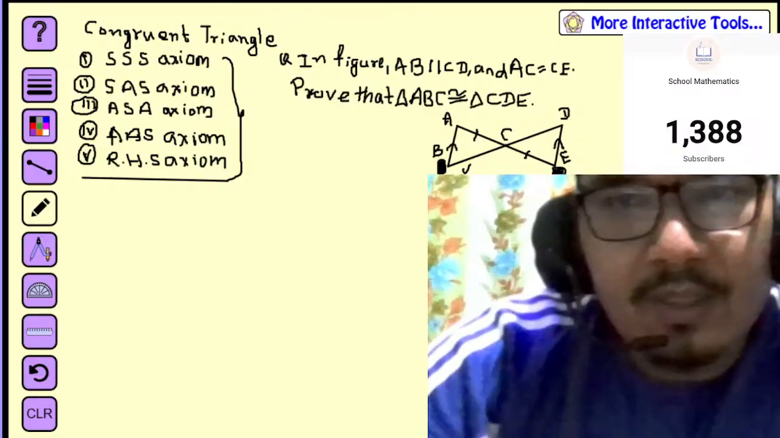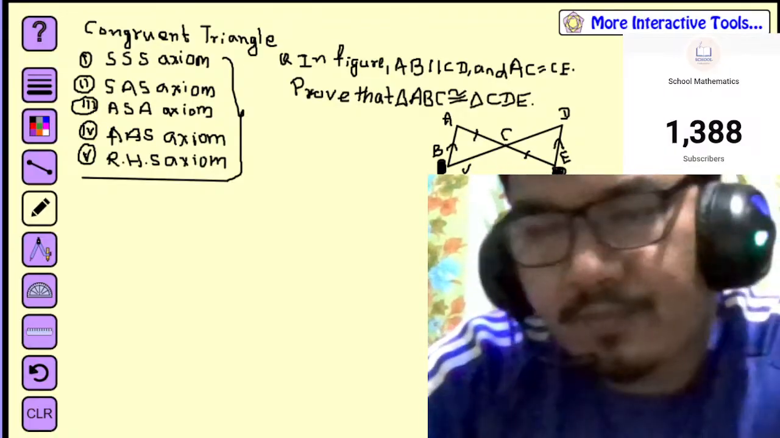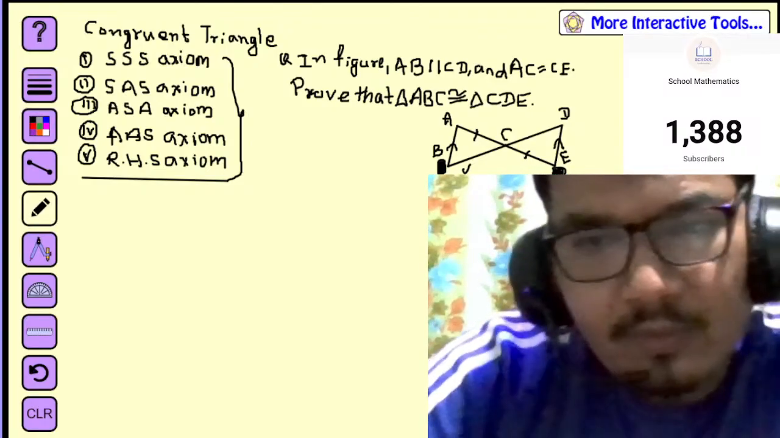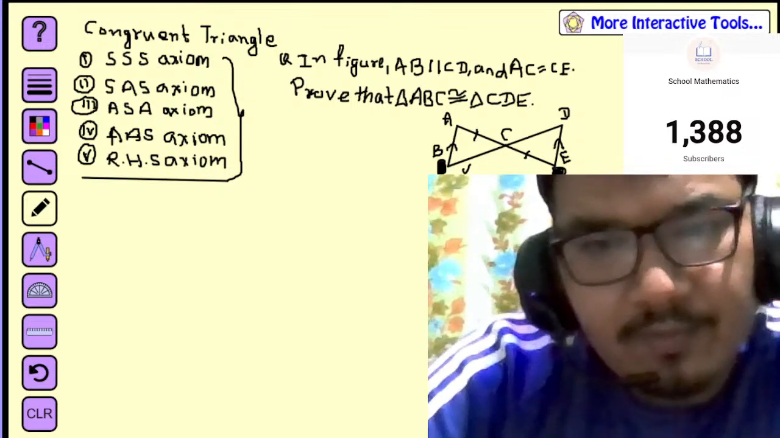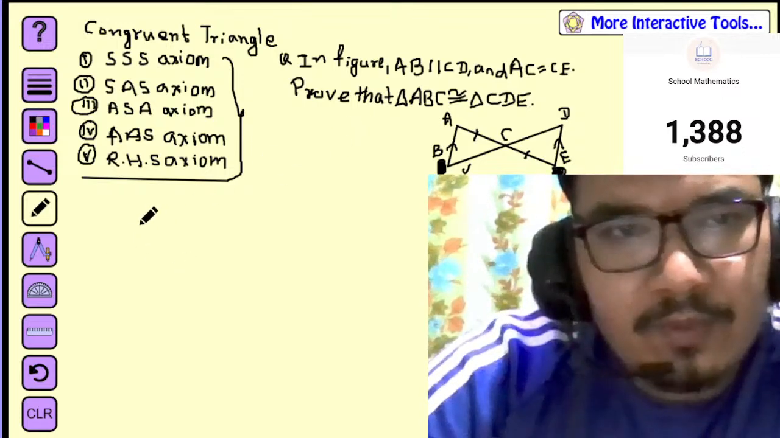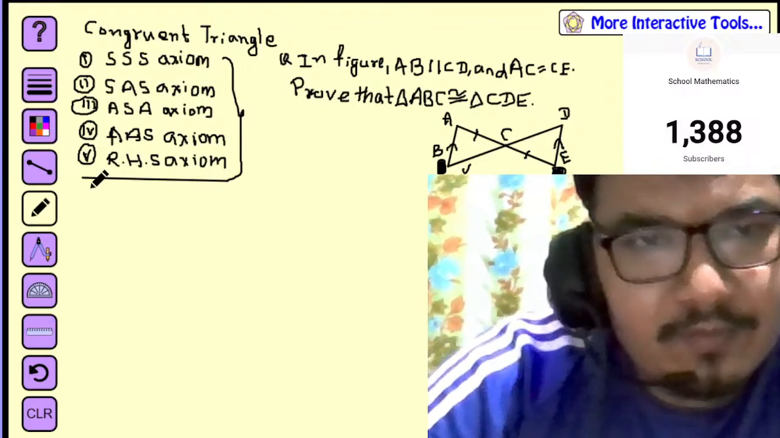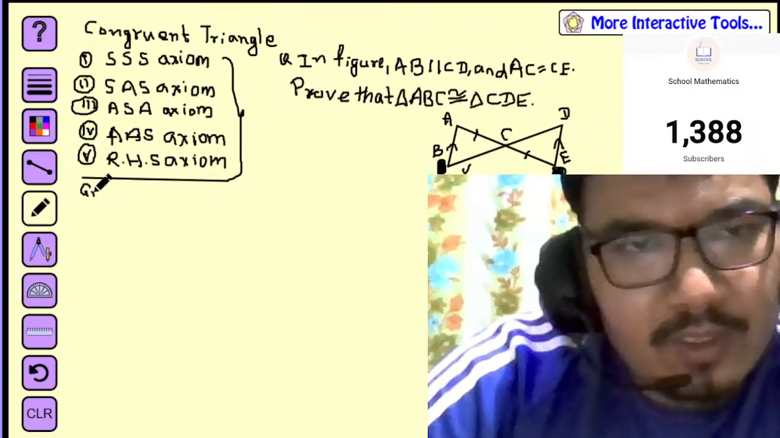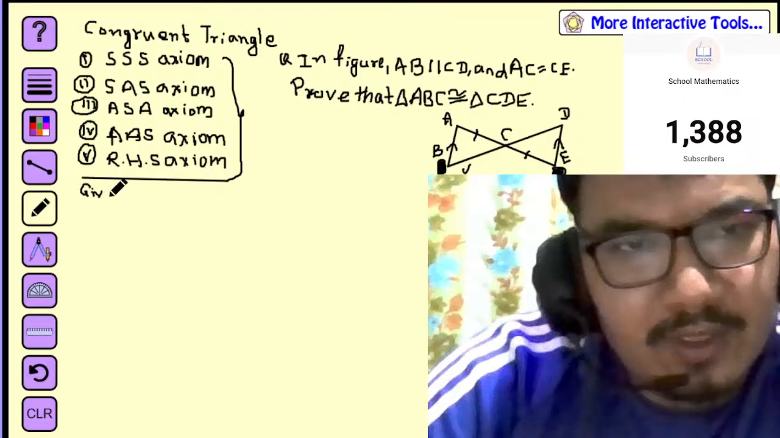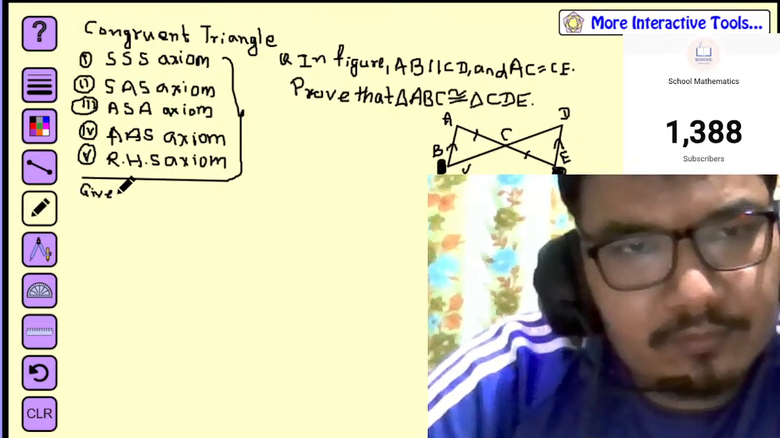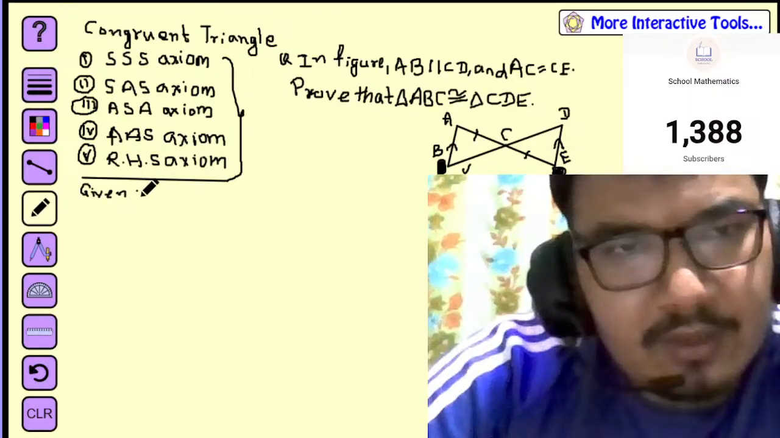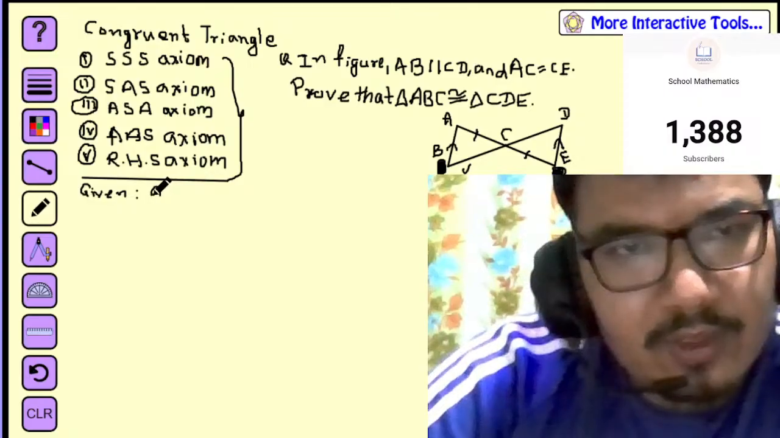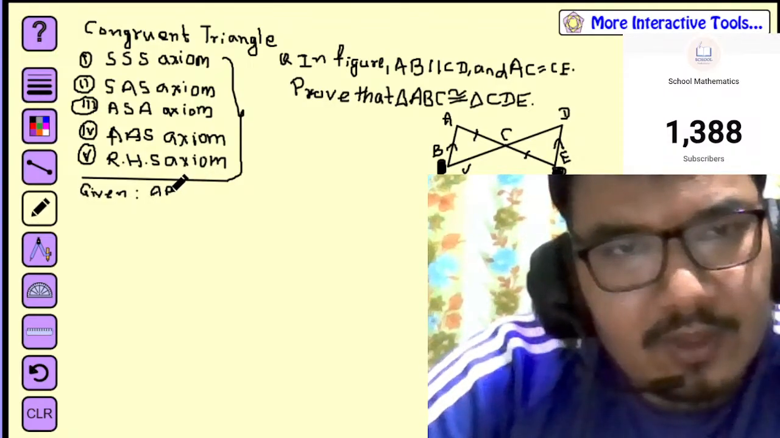Now see here, while proving these two triangles congruent, what we need to do? First of all, write here Given. The first step is to write Given. In this topic, write whatever is given in the question, all the things.